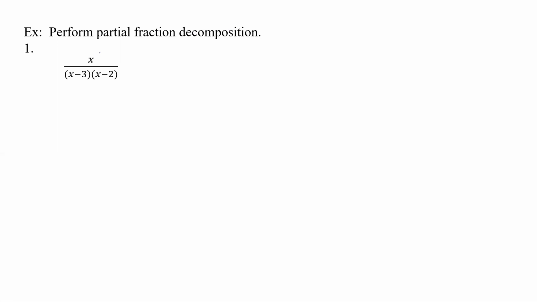First off, what we have to look for is that this is factored, so we're good there. Now we're going to set this equal to a sum with one term for each factor. We have x minus 3 and x minus 2, and we're going to use A and B because we have two terms. So we'll have A over the first term, x minus 3, plus B over the second term, x minus 2. So that is our first step.